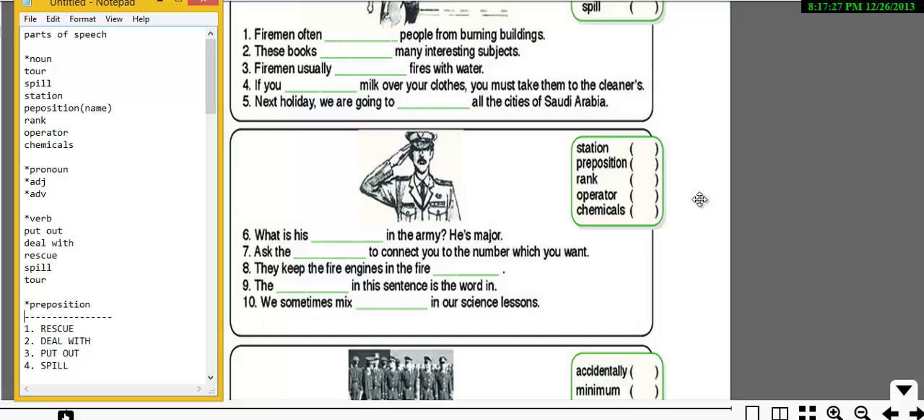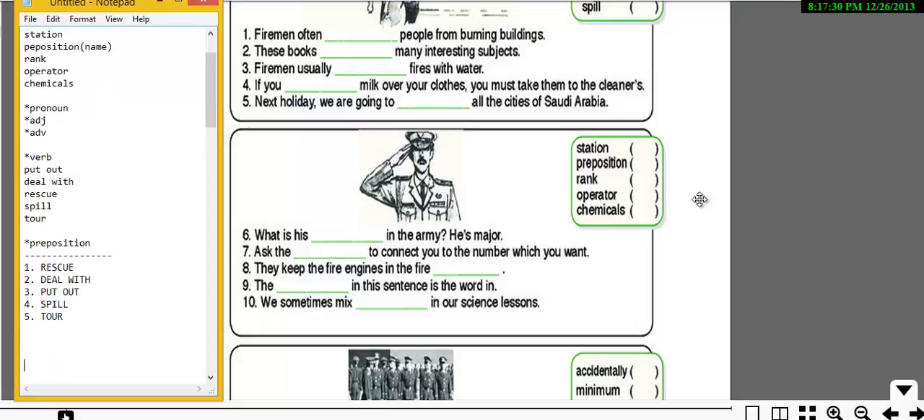Number 6: What is his blank in the army? He's major. Number 7: Ask the blank to connect you to the number which you want. And number 8: They keep fire engines in the fire blank. Number 9: The blank in the sentence is the word in. And number 10: We sometimes mix the blank in our science lessons. So let's go here and try to answer them in a different way again.